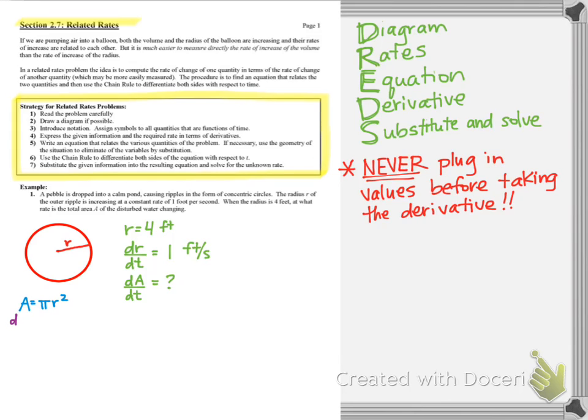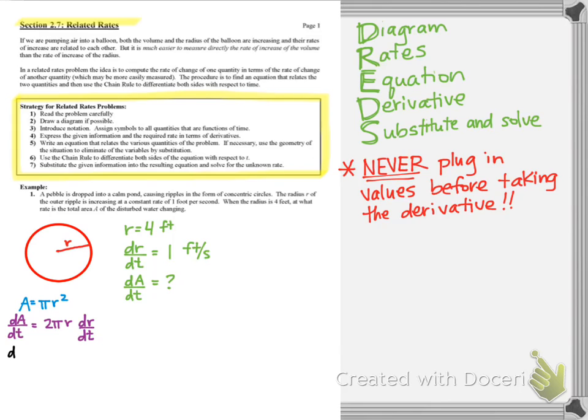Now that I have an equation, I will take the derivative with respect to time. So the derivative of A with respect to time is dA/dt. Then I have 2 pi r dr/dt. I have taken the derivative with respect to time.